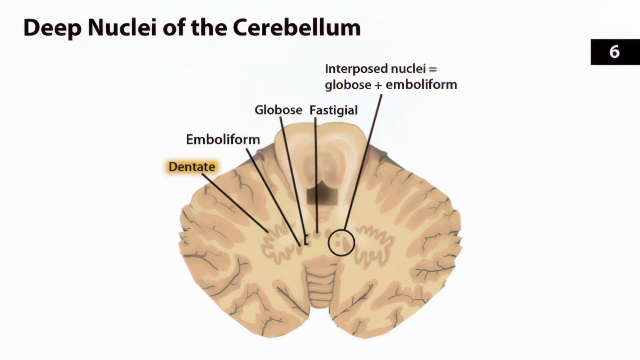That's the big squiggly looking one. It kind of looks like teeth to me, so think about dentate for teeth. And then sometimes we group the emboliform and globose nuclei together and call them the interposed nuclei because they are interposed or placed between the vestigial and dentate nuclei, which are on the ends.